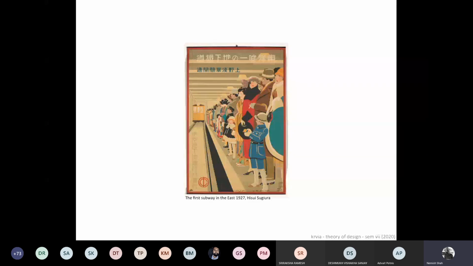And after this Kanto earthquake, there were a lot of changes in Japanese society, and the subway and the metro started. And this was a portrait of the first subway in the East, which means the whole of East Asia, Southeast Asia. The first subway started in Tokyo, and this is a very famous portrait of that actually.